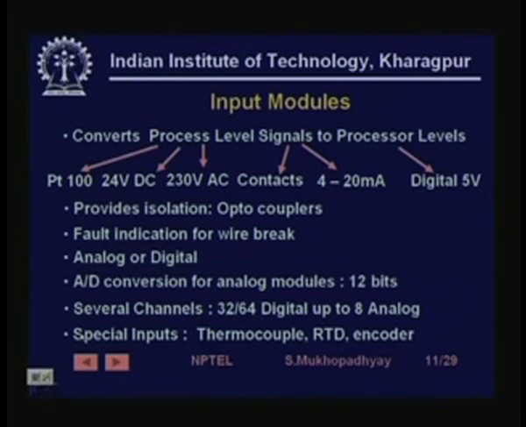Similarly, sometimes it takes special inputs, like you can directly connect thermocouples, you can directly connect RTDs. So inputs can be in the form of voltage, current, resistance, etc. Sometimes it can be in the form of pulses, for example a shaft angle encoder can be sometimes connected. So this is the nature of input modules.